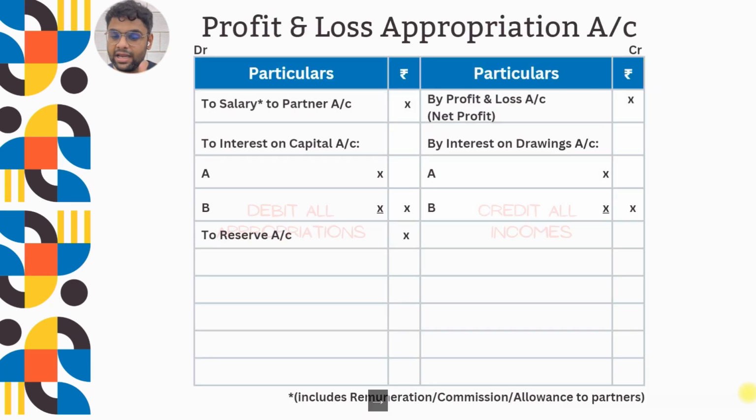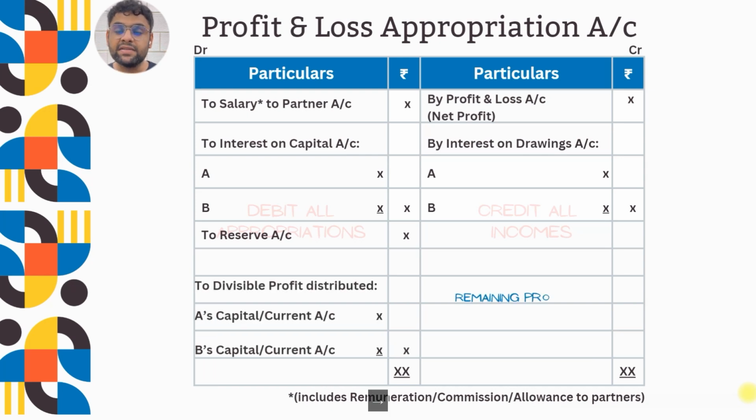Let's balance it. Heavier total on both the sides, and the difference, which is the divisible profit, the remaining profits are distributed between the partners in the profit sharing ratio. This is the complete format of the P&L appropriation account.